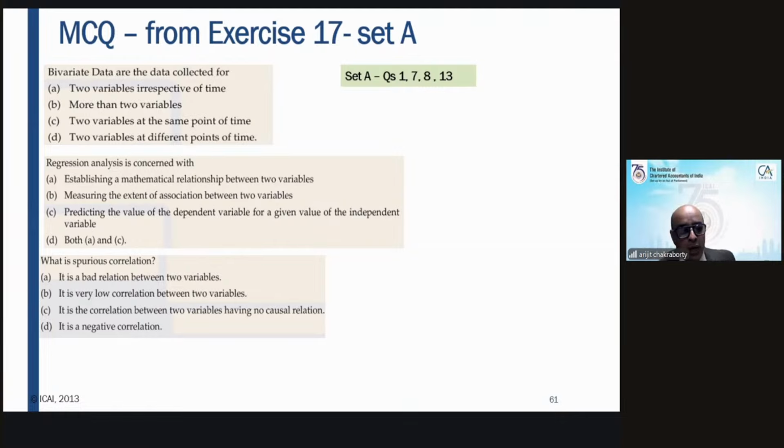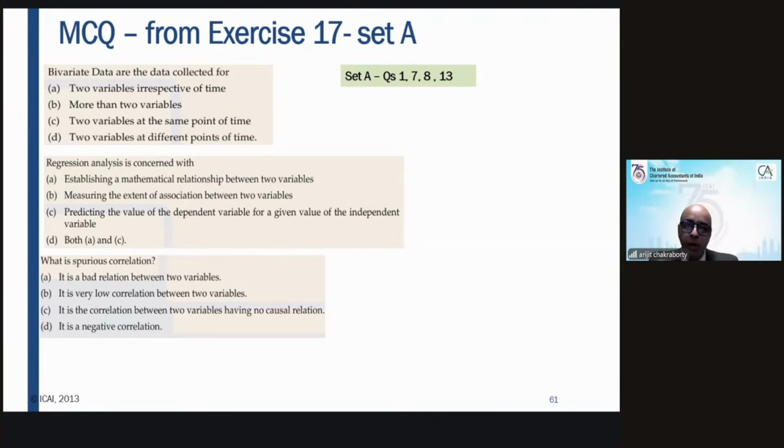So spurious correlation means what? Bad relation between two variables? No, this is not correct. Option B, this is also not correct. Low correlation, no. Option C, see: correlation between two variables having no causal relation. Zero correlation, or no correlation, means there is no correlation.